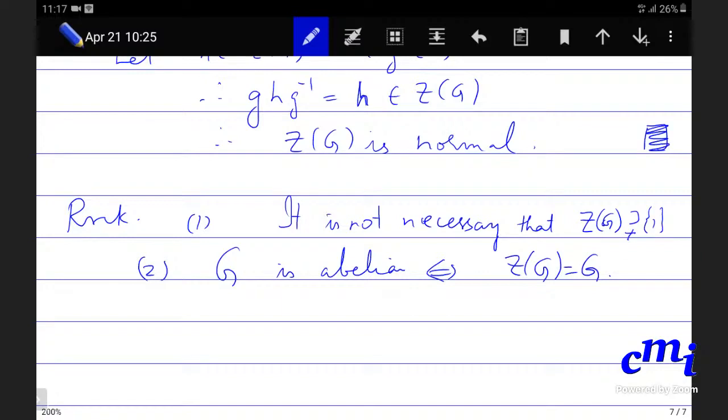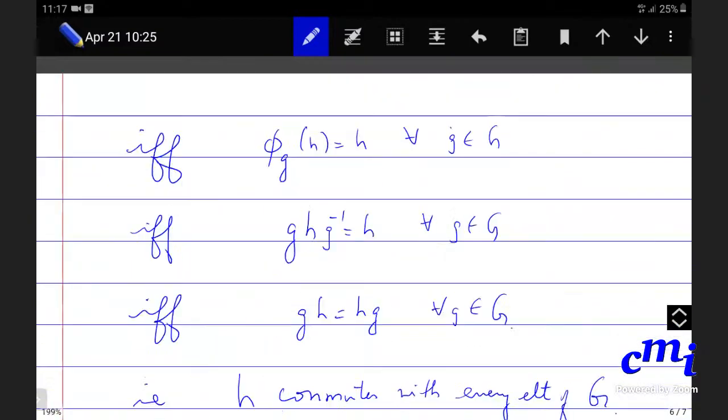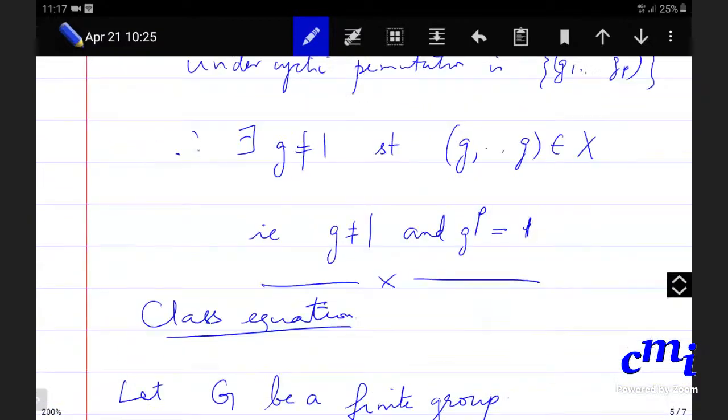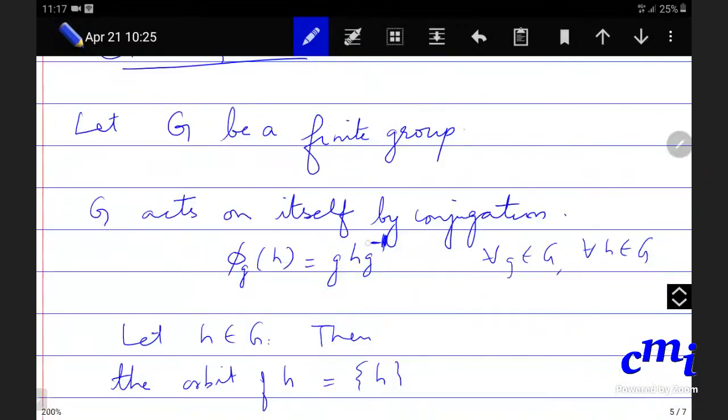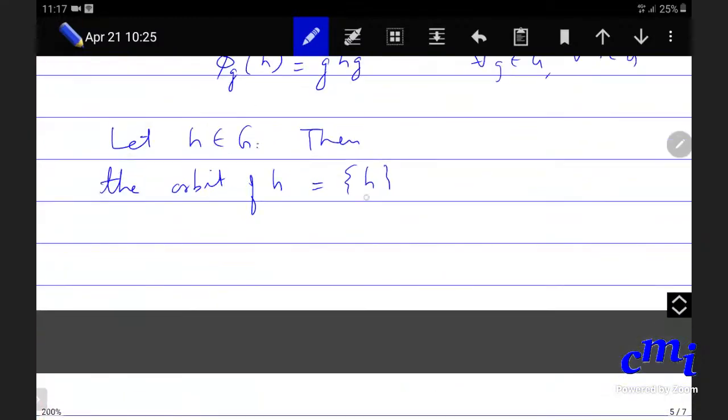So this is what we want to do now. Using this, we want to discuss the class equation, and from that we would like to understand something about some non-abelian groups. All of this comes in the context of G acting on itself by conjugation. Something is in the center precisely when that orbit is a singleton.